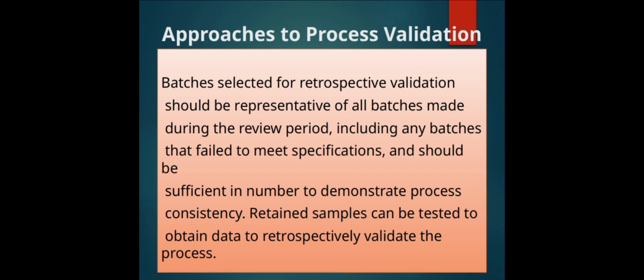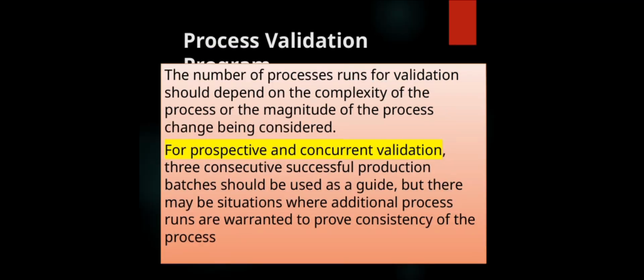It's important that the number of these batches is sufficient to demonstrate that the process is consistent over time. Retained samples play a crucial role here. They can be tested to gather data that helps us validate the process retrospectively. This approach ensures we're covering the full scope of manufacturing and quality performance, which ties into our overall goal of maintaining robust and reliable processes. By doing this, we're not just validating based on current data, but also looking back at historical data to confirm ongoing process control.